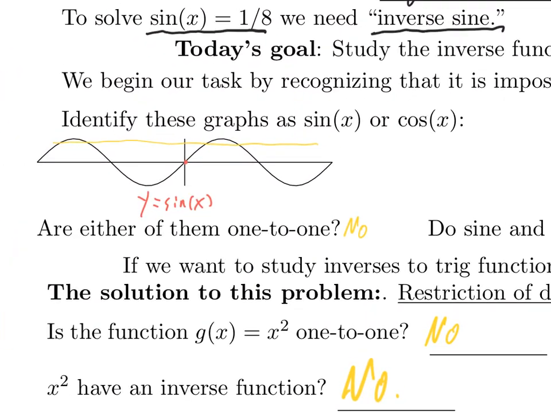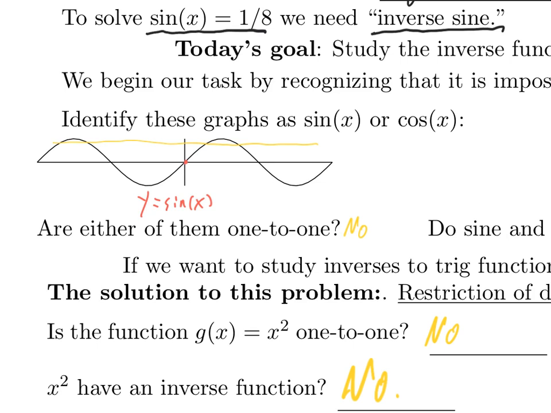Let's use this idea of restricting the domain. We'll try to include x equals 0 in the domain, and we'll go as far to the right as we can without violating the horizontal line test. Then we'll go as far to the left as we can without violating the horizontal line test. That will tell us how to restrict the domain. And once we know how to restrict the domain to get a one-to-one function, we'll invert that one-to-one function. That will be what we will call the inverse to sine and inverse to cosine.